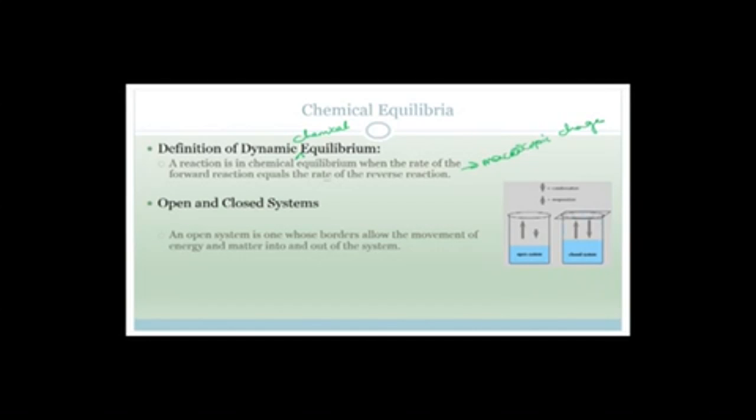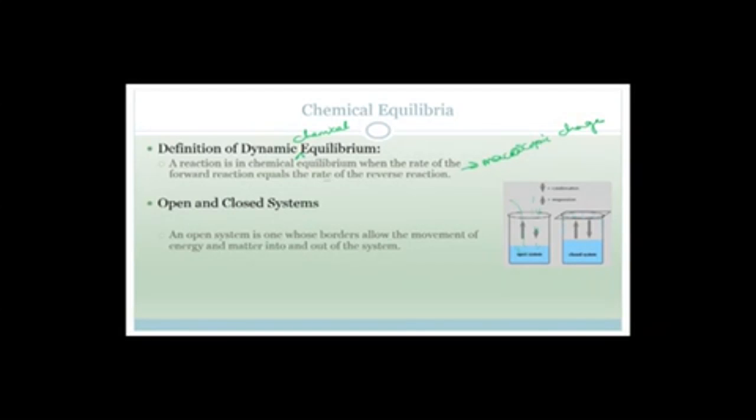So let's talk about open and closed systems. An open system is one whose borders allow the movement of energy and matter into and out of a system. So, for example, a typical example is if you've got a beaker of water where there's no lid, this is an open system. That means that it could rain into the beaker, or we could pour water into it, or this could evaporate right out of the beaker, okay?